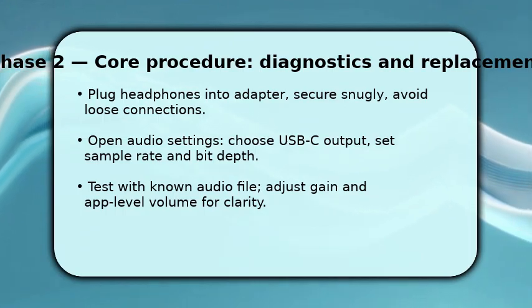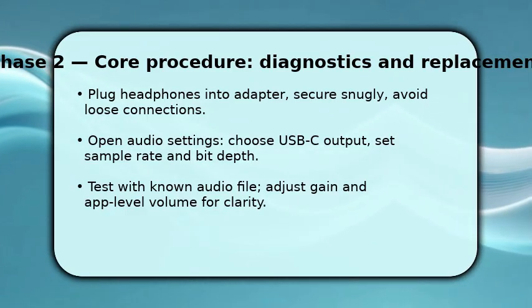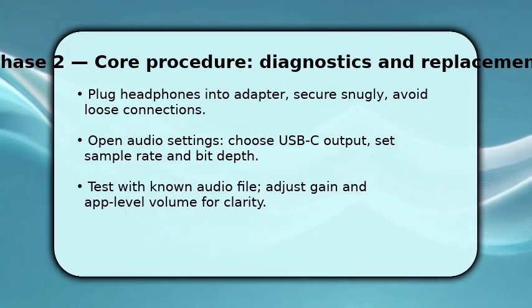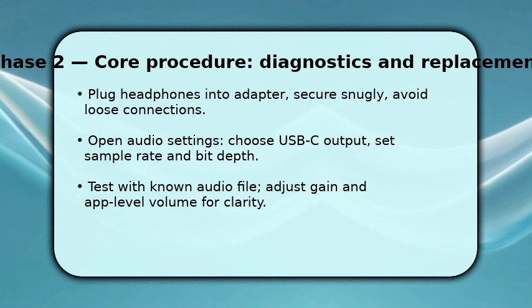Set sample rate and bit depth if available, higher values for better quality, but increase CPU use. Play a familiar track to test clarity. Adjust gain and application volume to avoid clipping. If you hear noise, reseat connections and recheck settings.